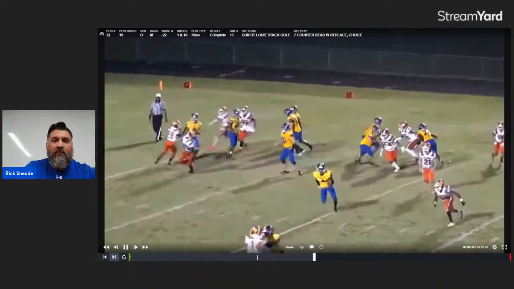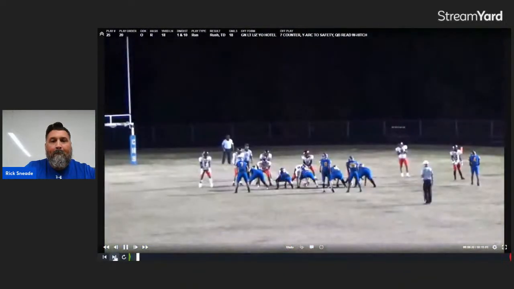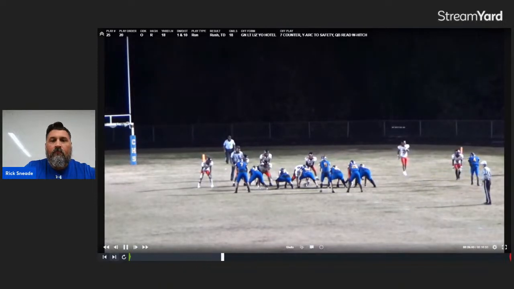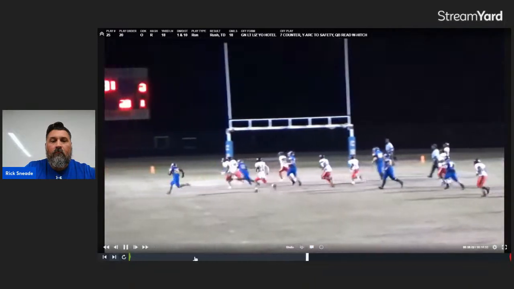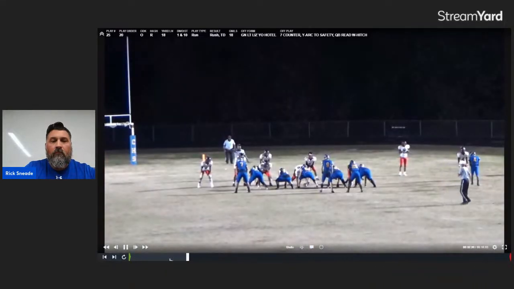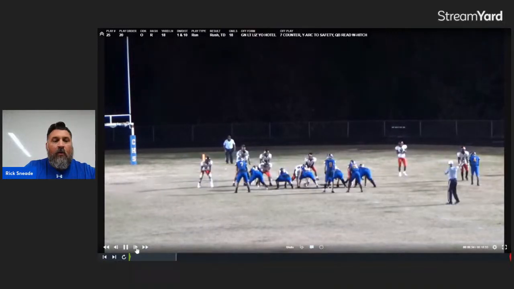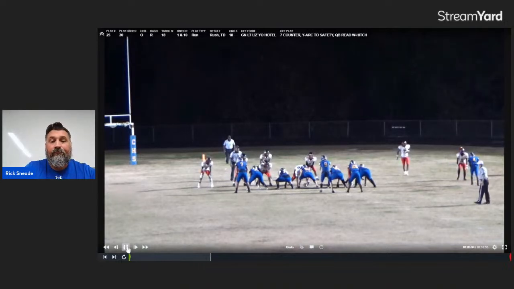Once again, still running counter. Now we've had the tight end here, and we've pulled him coming through in this formation. Now he is basing the outside player, the outside backer, and we're running counter.